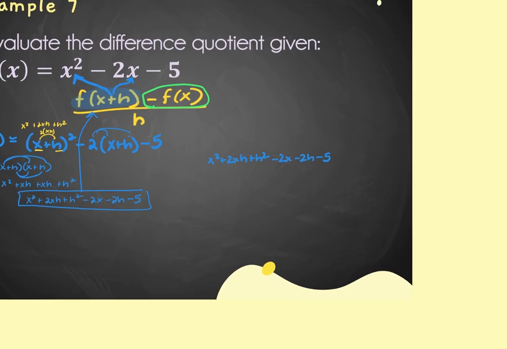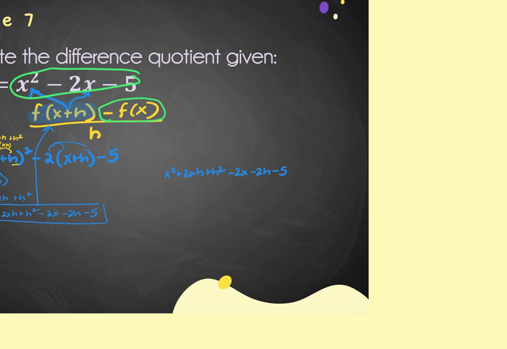Then you're going to subtract from it the f of x. So the original whole f of x. So minus x squared minus 2x minus 5 all over h.